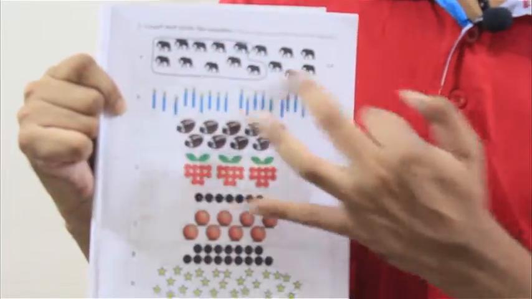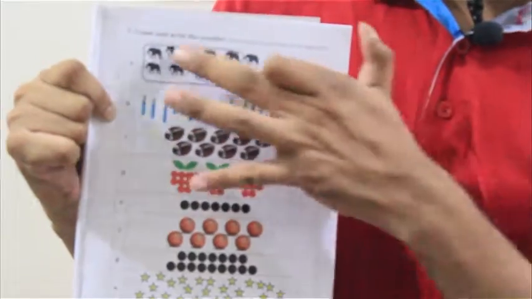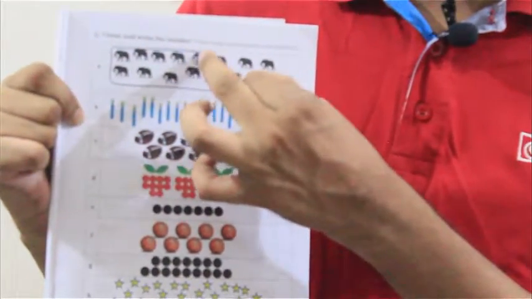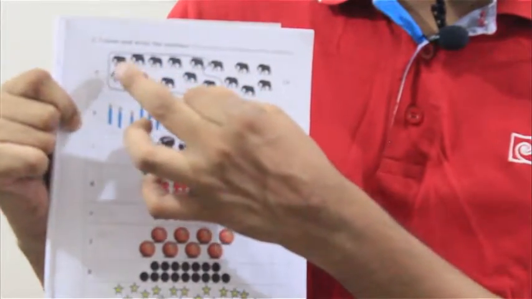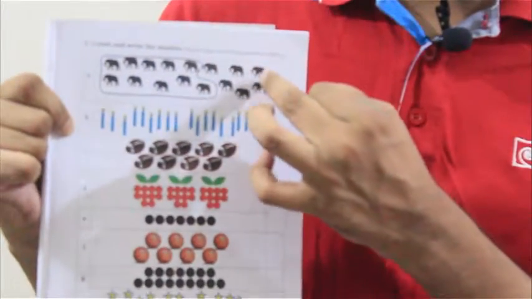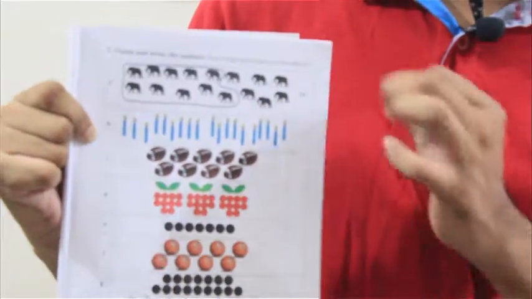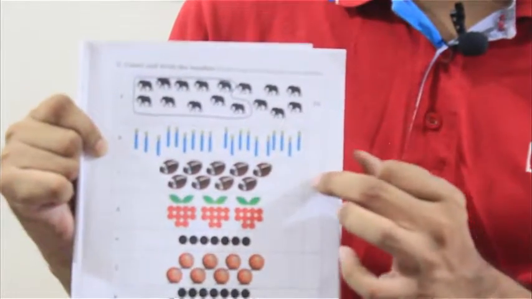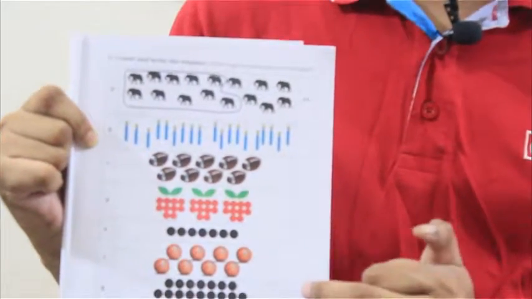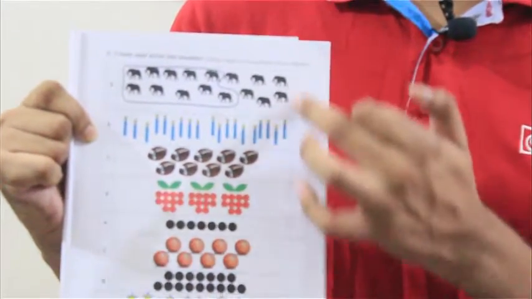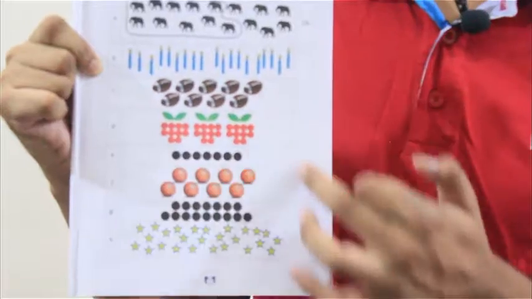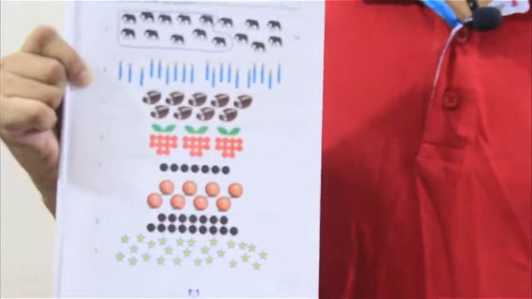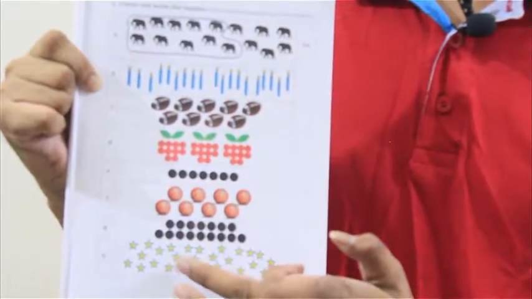These are elephants, right? So how many elephants are there? They will count 1, 2, 3, 4, 5, 6, 7, 8, 9, 10, 11, 12, 13, 14, 15, 16. So they have written 16. This is how the students are supposed to fill these boxes here. Make sure they do it here in this book. You don't need to give them another exercise sheet. This is the exercise sheet here.